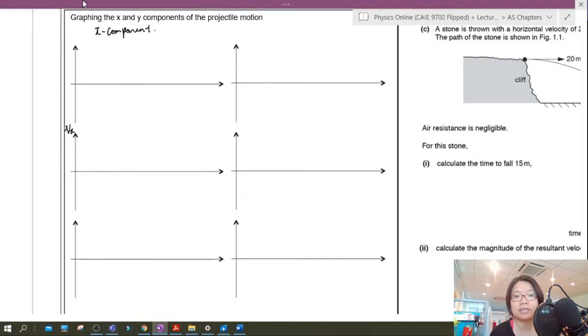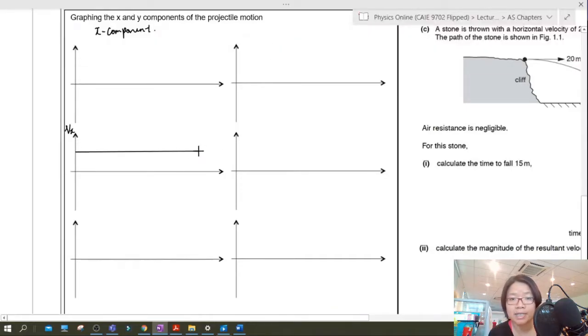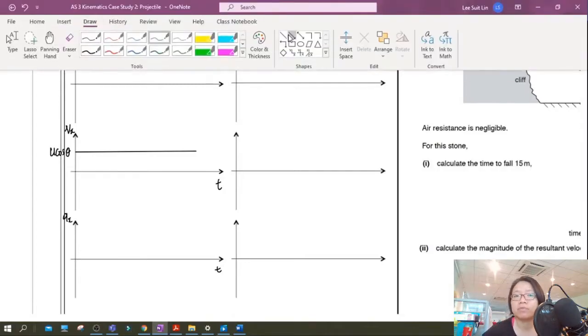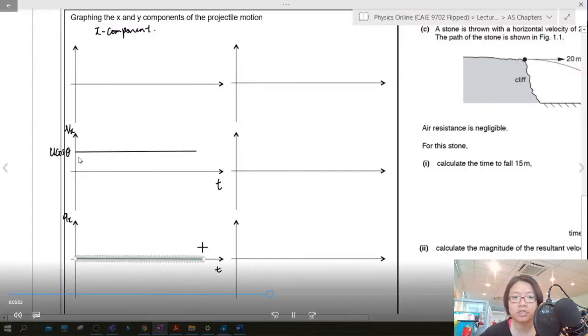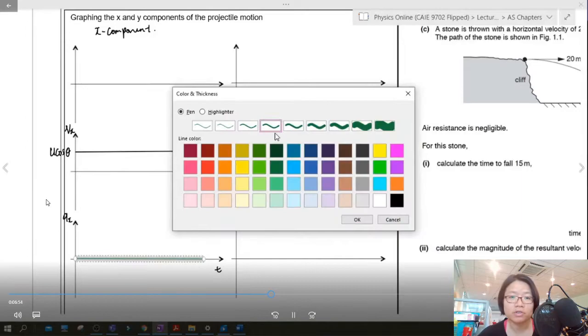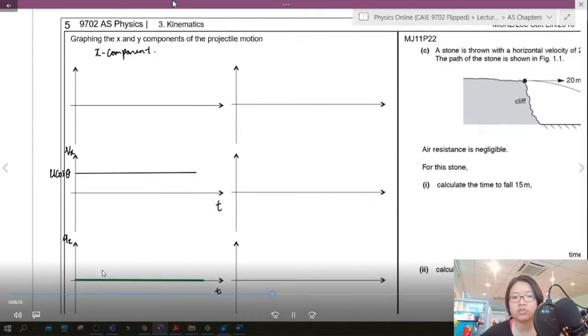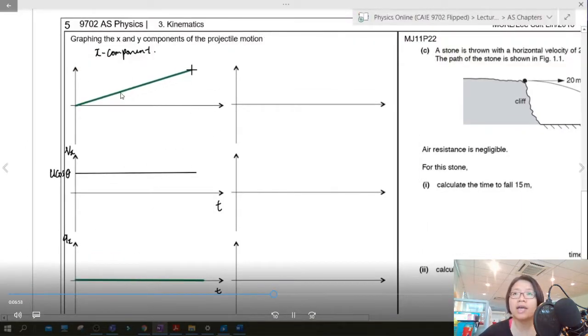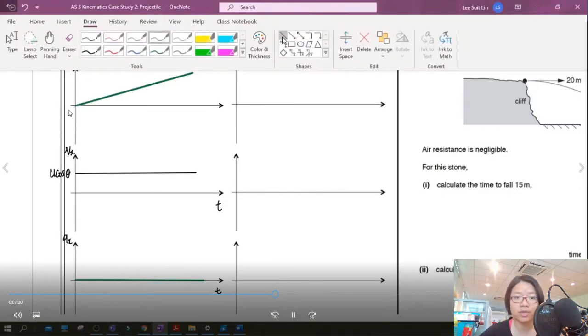So this axis is slightly different than the one in Miss Ellie's video. I have stuck to the traditional SVA. Okay, so for V, the velocity is constant, u cos theta. Since there's no horizontal force, there's no horizontal acceleration, so horizontal acceleration is zero. And for the S graph, you will get this straight graph.